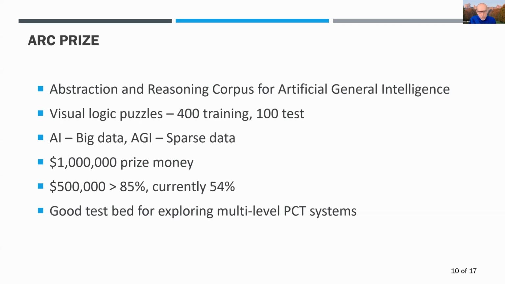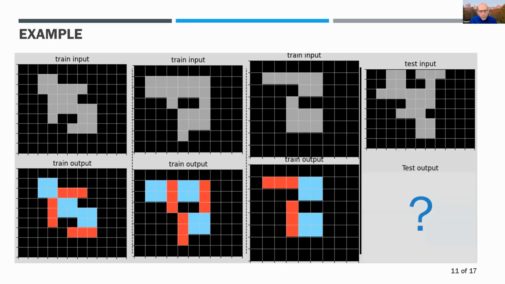But I think this would be a good test bed for exploring PCT systems at different levels. So I'll just show you some examples of the sort of puzzles that are involved. In this situation, you're given 3 training examples. You have an input grid and an output grid, and you've got to work out what the pattern is in each of them, or what's required to transform the input into the output.